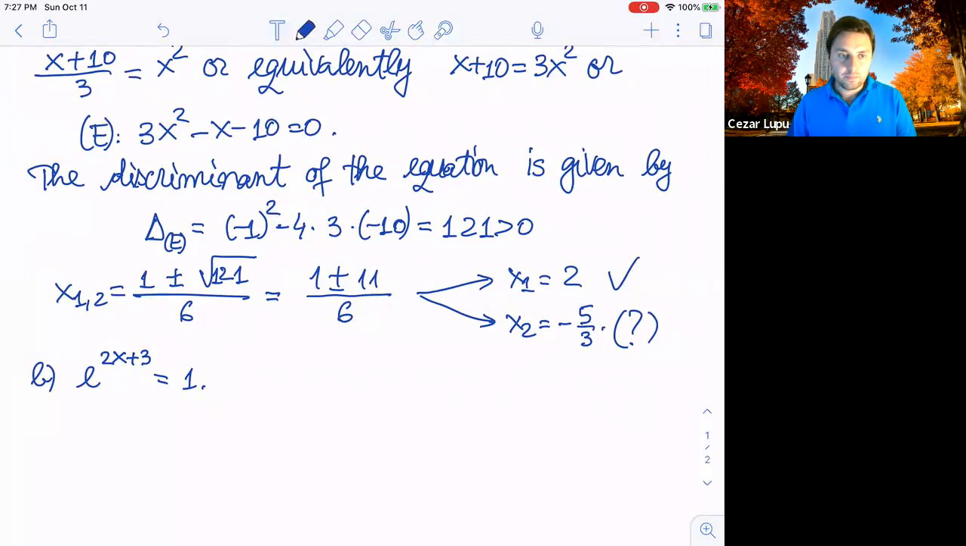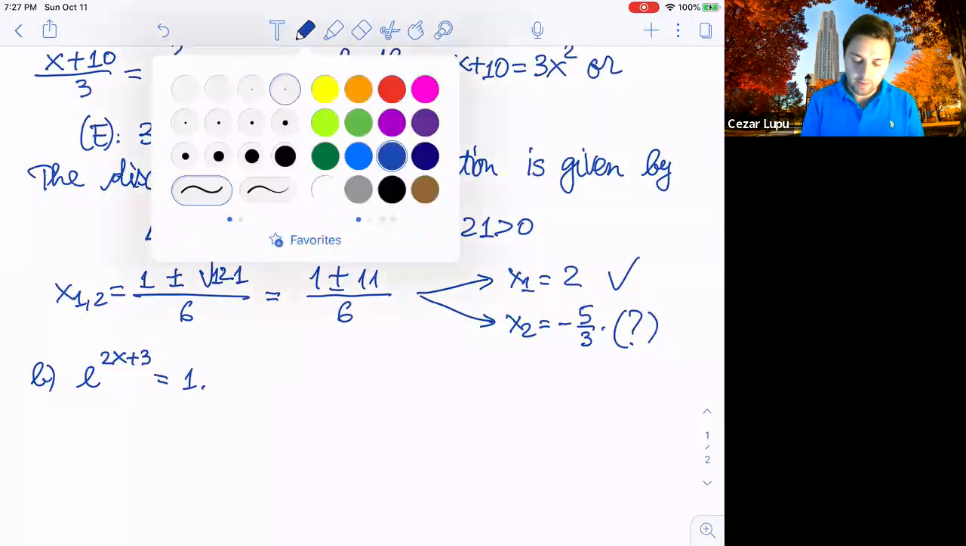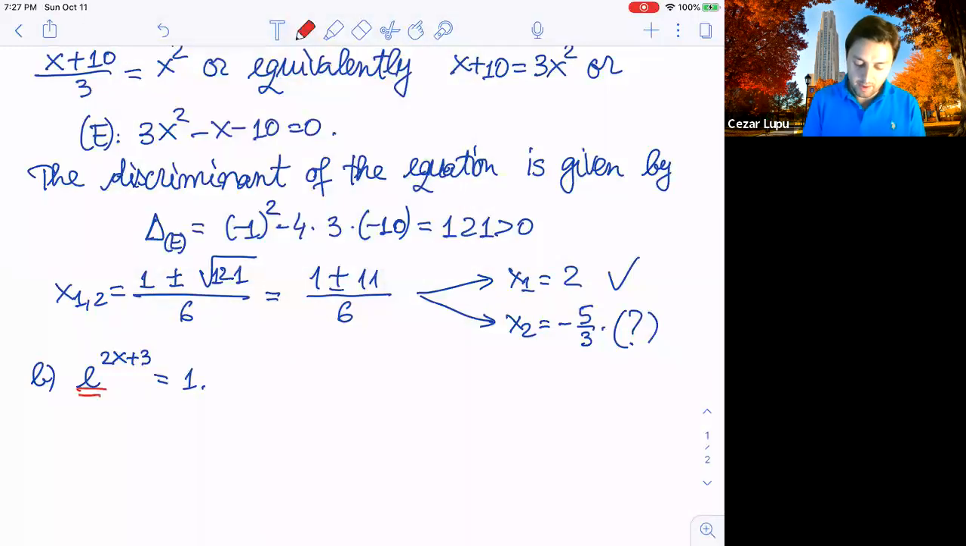Well, the thing now is that we would like to write this one as, you see here I have the exponential in base e, and this guy is just 1, so maybe I can write this as e to some power, and indeed I can do it. It's e to the power 0.